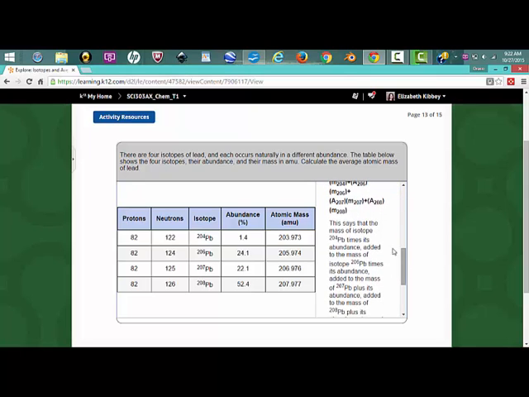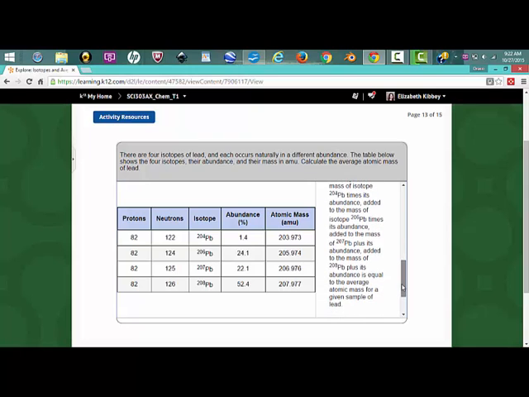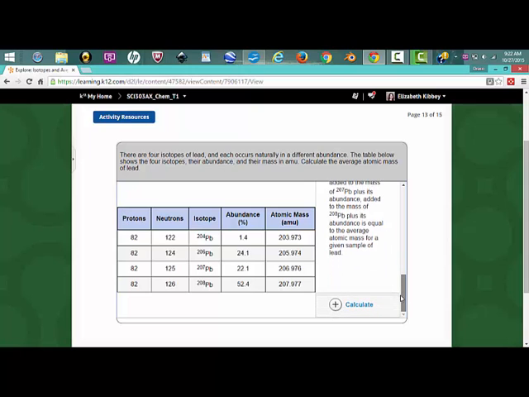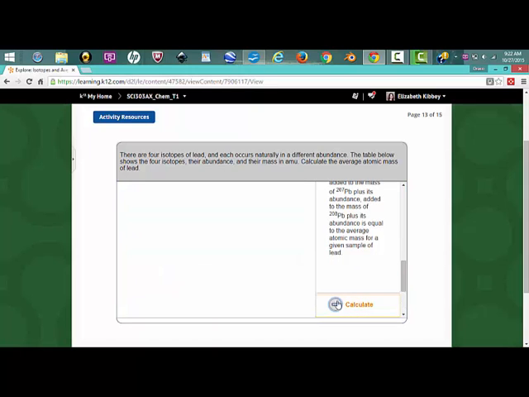This says that the mass of isotope 204 lead times its abundance added to the mass of isotope 206 lead times its abundance added to the mass of 207 lead plus its abundance added to the mass of 208 lead plus its abundance is equal to the average atomic mass of the given sample of lead.